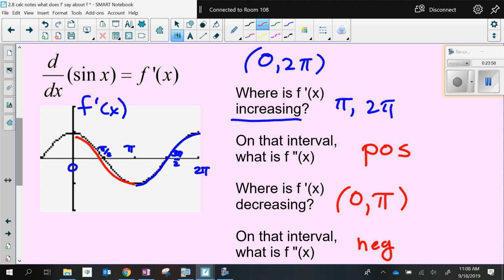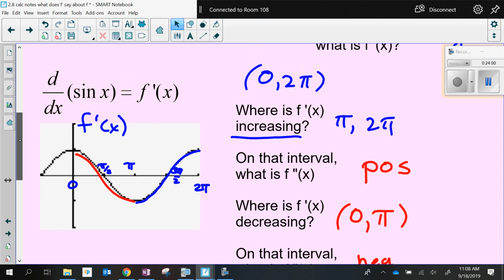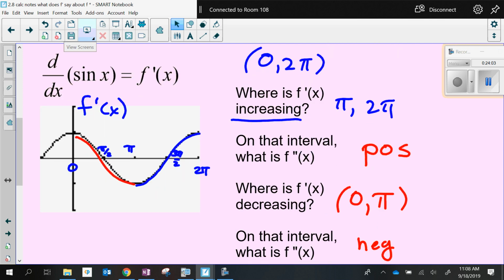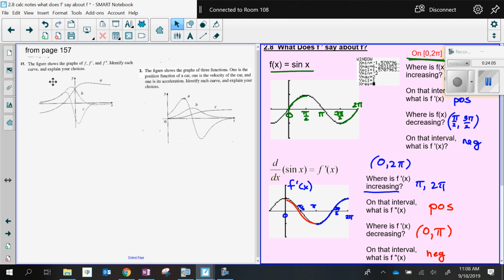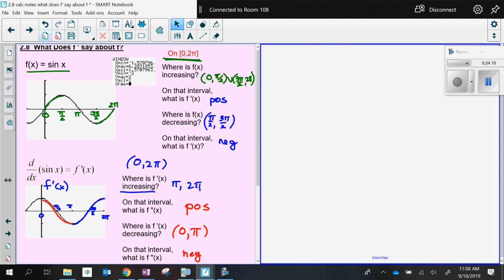Let's take a look before we look at F double prime. I've got to put this down to double screen so I can actually look at the whole page here. All right, let's take a look. On F prime it was 0 to half pi, which is positive. Is that true right here? Yep. And again at 3 pi over 2 to 2 pi. So the graph verifies what we thought according to the theory.